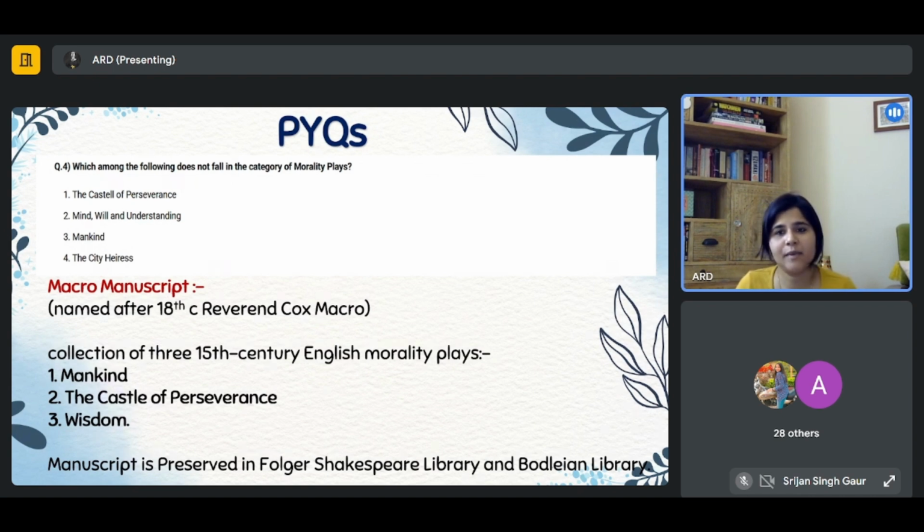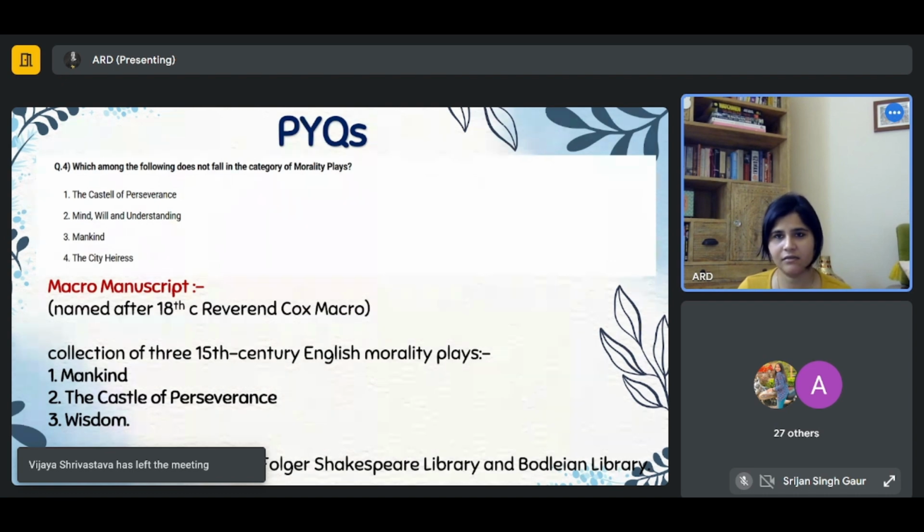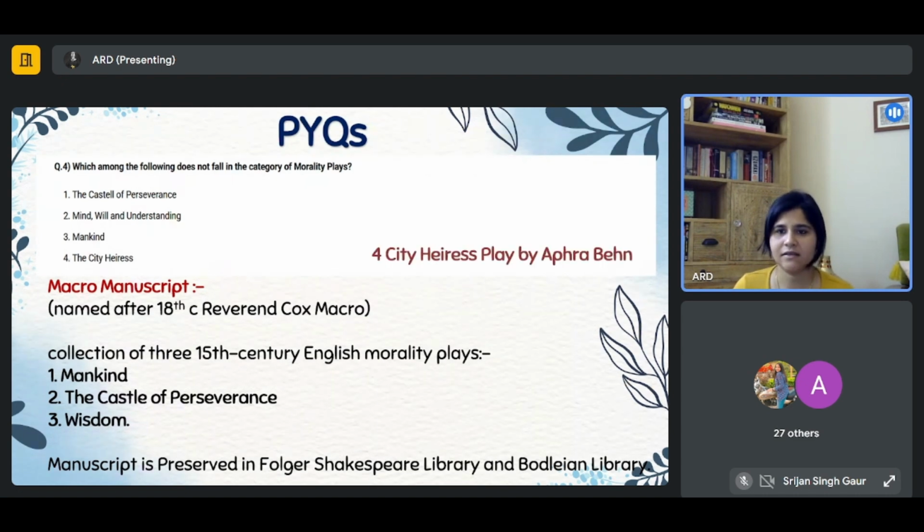And these three plays, this was very recently asked. I think I found this in the question papers of the last two years. So this can be important. Okay. And The City Heiress is a play by Aphra Behn. We saw that.